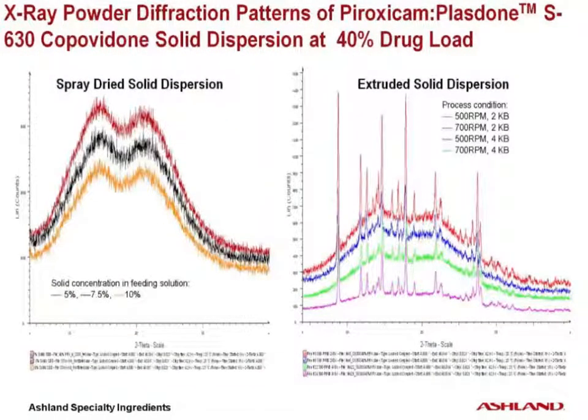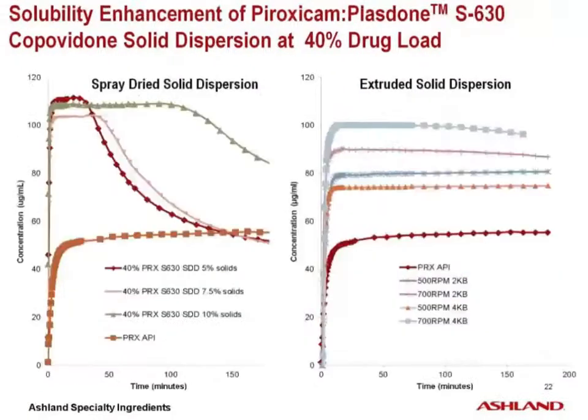Now let's take a look at the X-ray powder diffraction pattern of 40% drug load samples. Once again, all the spray-dried samples are amorphous, no matter what the solid concentration level in the feeding solution is. For the melt extruded samples, all have shown partial crystallinity, which suggests that at this drug load, the mixing energy could not fully overcome the crystal lattice energy of the API.